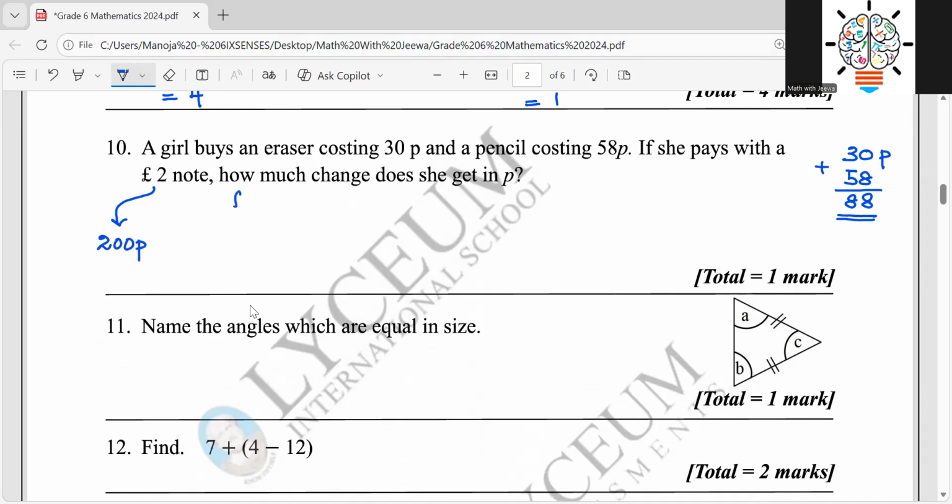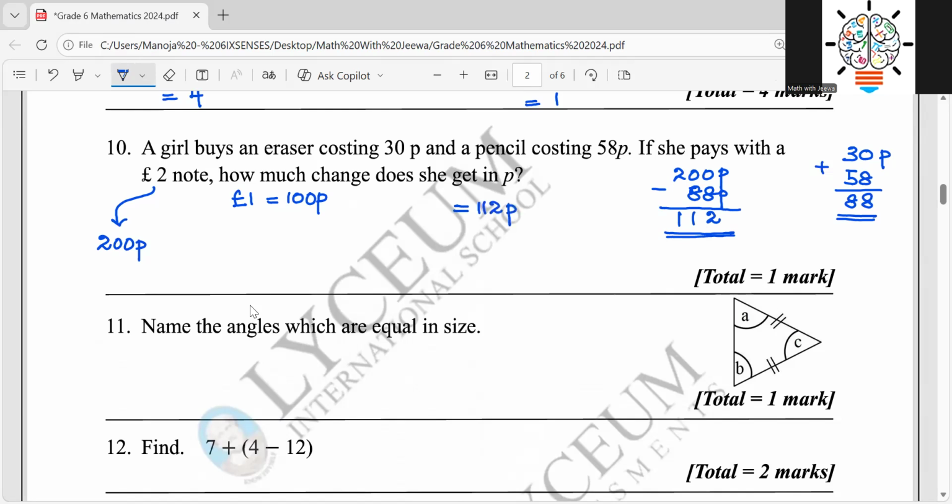Why? We know £1 is equal to 100 pence, right? So then what I do to find the balance: she has given 200 pence. The price of the two items is 88 pence. Now we'll see how much she got as the balance. Here it is 2, 1, 112 pence. So then how much change does she get in pence? So then the answer is 112 pence.